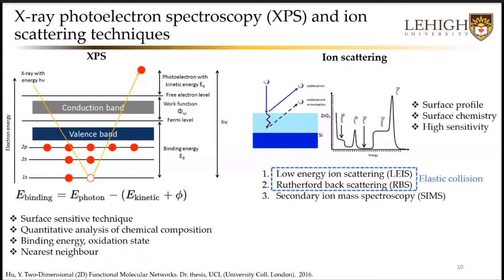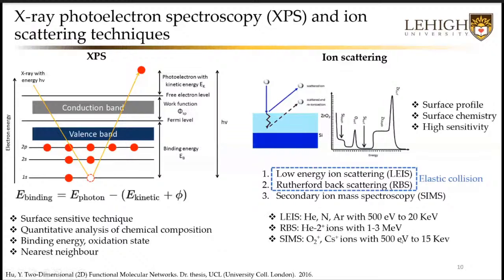So as I said earlier, LEIS and RBS just use inert ions, which do not change the chemistry. So you implant these ions onto the surface of the sample, they knock some atoms off, or they change their kinetic energy, and that kinetic energy is seen by the detector and you can know the chemical composition. But whereas in SIMS, you use reactive ions. SIMS stands for secondary ion mass spectroscopy. So as you can see, the name itself suggests secondary ion.